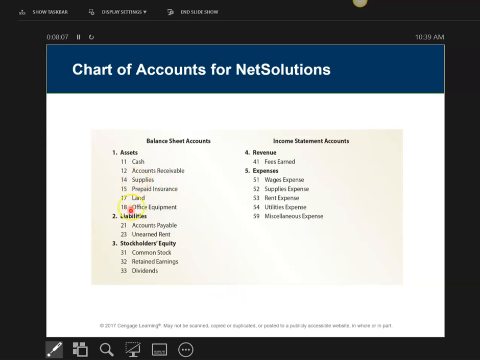Now notice they have numbers next to them. The first number tells me what type of account it is. So if you're doing something and you don't know what type of account it is, look at the number. Any number that begins with 1 is an asset. Any account that begins with number 2 is a liability. 3 is stockholders' equity, 4 is revenue, and 5 are expenses. So no matter what, if you don't know what type of account it is, look at the account number, if given to you, and that will tell you.